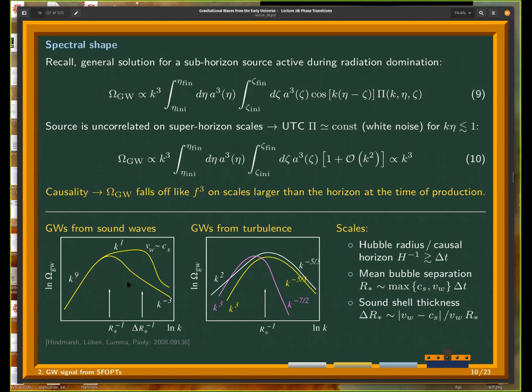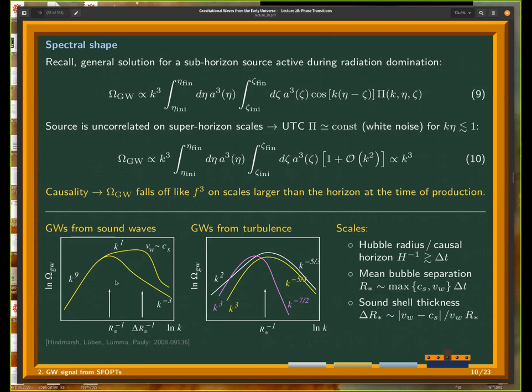Okay, but then there's another scale, which is the thickness of the sound shell. So the bubble walls have a shell of the plasma, a sound shell in front of them, pushing them through the ambient plasma. And this can be roughly estimated like this, where you compare the wall velocity to the speed of sound in the plasma. I can't go into the details here, but this is described more carefully in the sound shell model by Mark Hindmarsh. And that sets another scale in the gravitational wave spectrum, where the spectrum changes its slope.